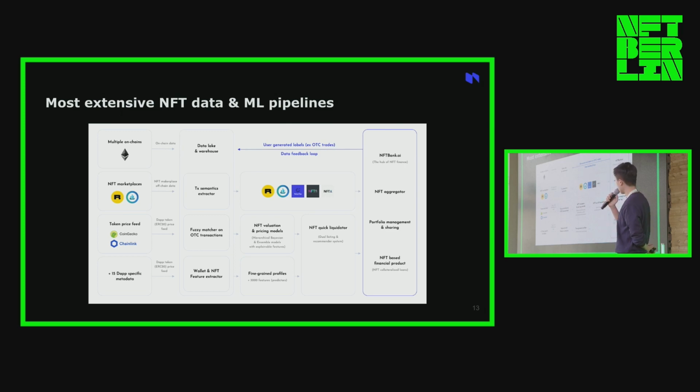Then we have a data lake and warehouse. It also contains a lot of different modules that clean out data. We also have a transaction semantic extractor, a fuzzy matcher on OTC transactions, and a wallet and NFT feature extractor. And using that, we provide the valuation model and other auxiliary models.